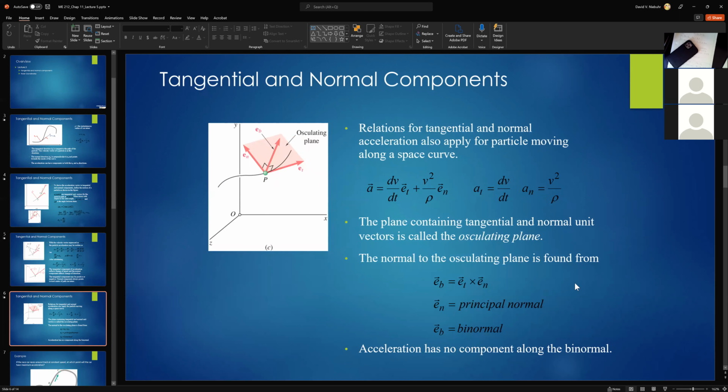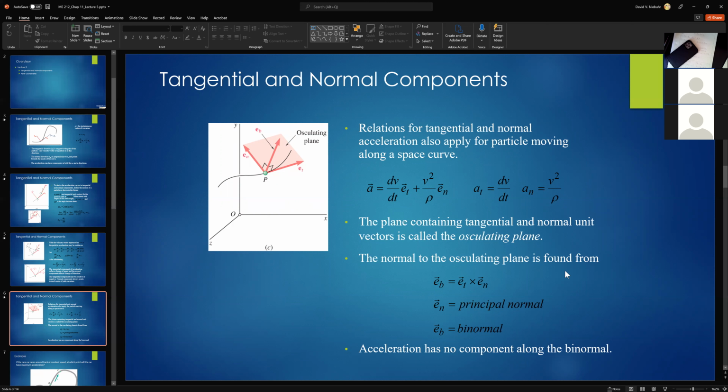Lastly, we have this third vector. It comes from the fact that if you take the cross product of the tangential and normal unit vectors, you get what is called the binormal vector. In our class, we won't have any acceleration in the binormal direction, but you can imagine that it is possible depending on the particle's motion, and that certainly makes the math a little more complicated.